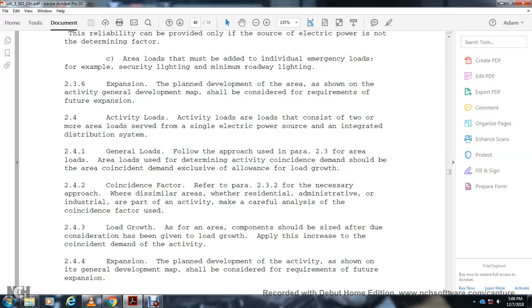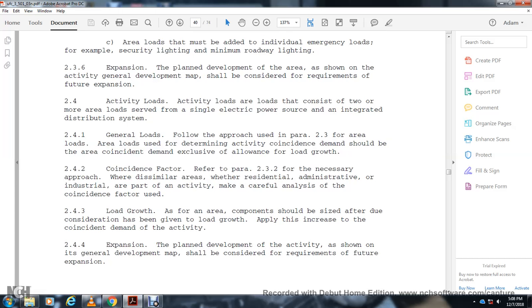244. Expansion. The planned development of the activity, shown by the general development map, should be considered with the requirements of a future expansion.